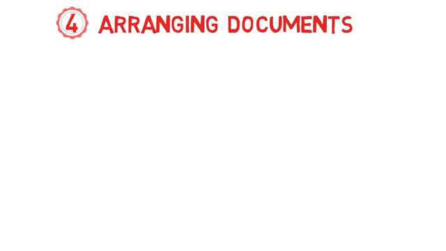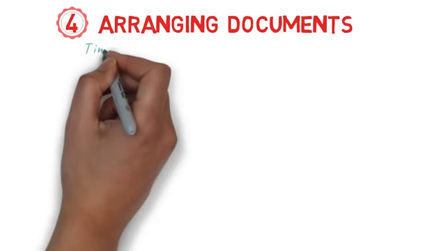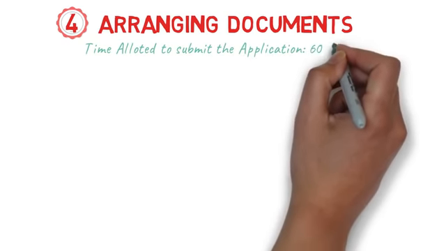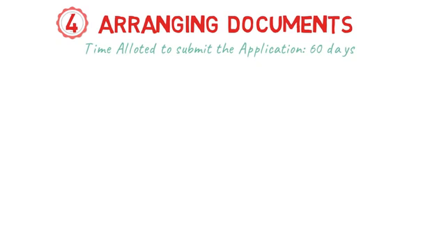Okay, now the step 4, arranging documents. Trust me, this is a really time-consuming process. However, the time allotted to submit the application after you get the ITA is 60 days. Earlier, it was 90 days, but now it has been reduced by 30 days and it is now only 60 days or 2 months. Now, which are the documents required?